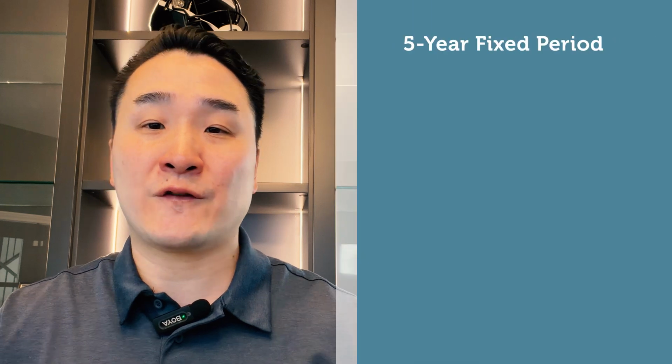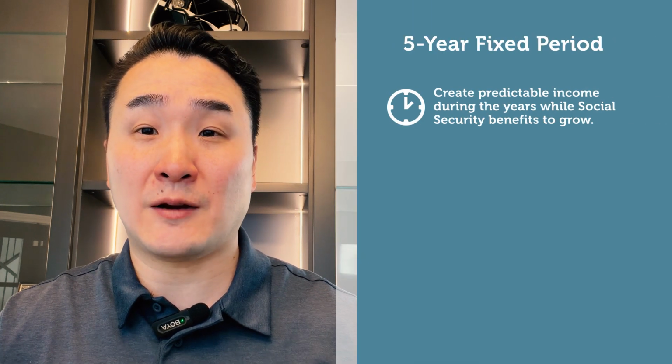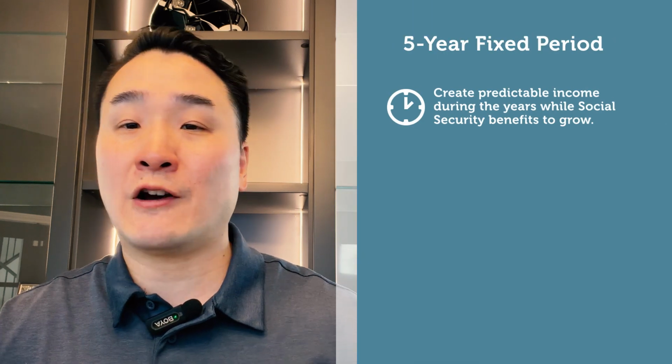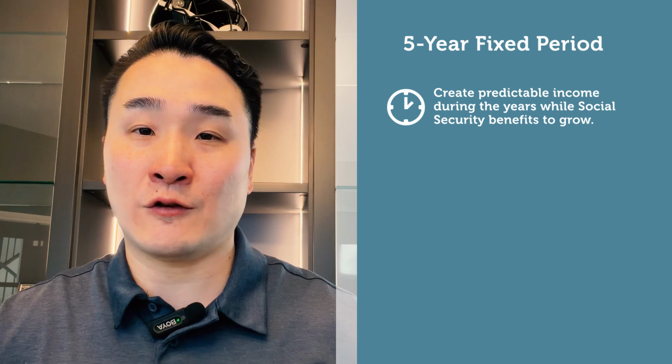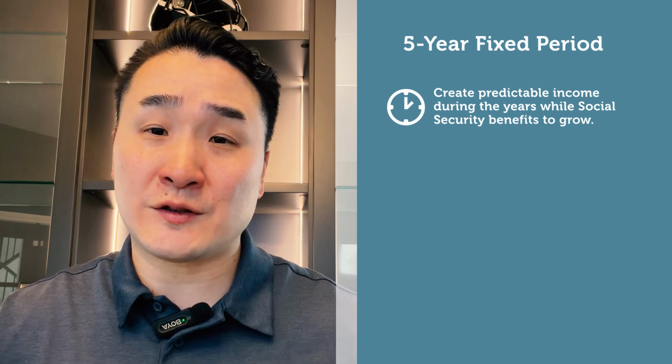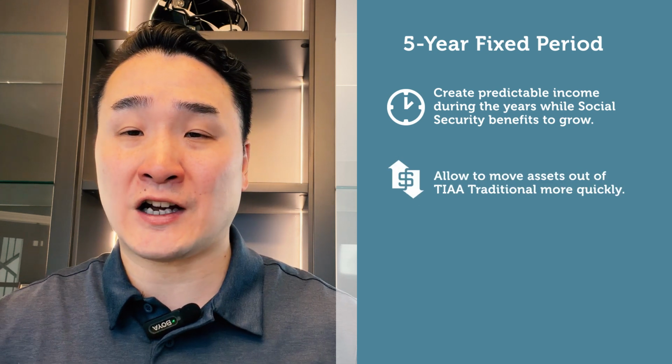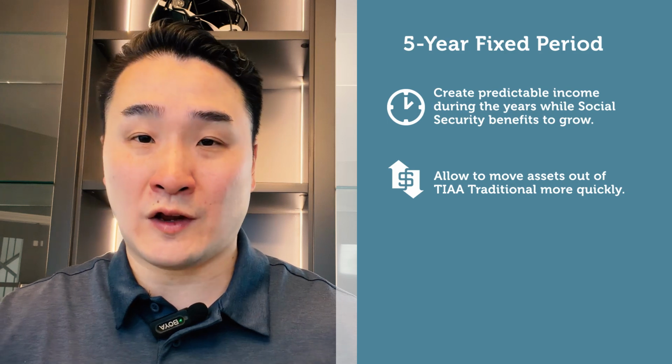One situation is when you need income. Let's say you retire at age 62 and plan to delay Social Security until age 67. A 5-year fixed period can create predictable income during those years while allowing your Social Security benefits to continue to grow. Another situation is when you're trying to move assets out of TIAA Traditional more quickly.